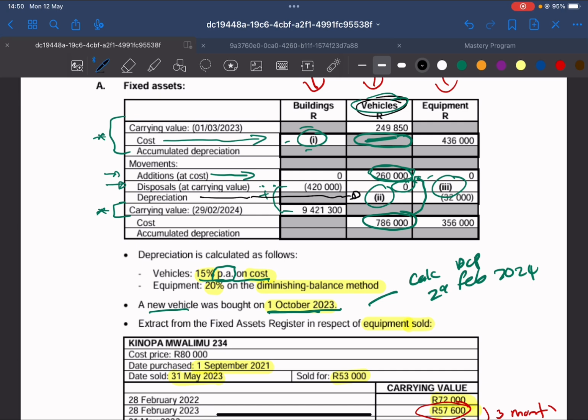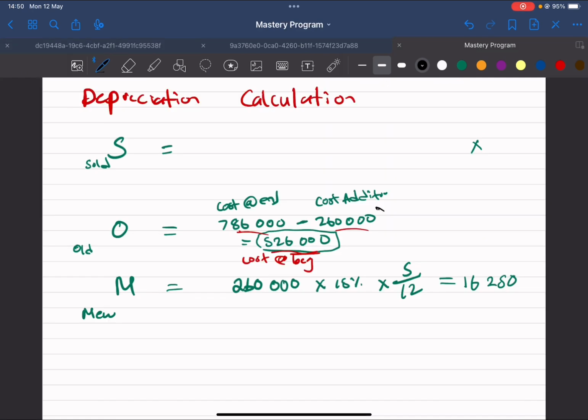So what you're basically doing, you're doing the same thing we did with buildings. You're starting with the amount at the end, and then you're working backwards. Because the additions were added, you subtract them to get the cost at the beginning. Now we have the cost at the beginning, which is 526,000. You multiply it by 15%. Did this asset stay in our business for the entire year? Yes, because they were there at the beginning of the year, and we held them until the end of the year because we didn't sell any. Therefore, we're going to multiply it by 12 over 12. And then it should give you 78,900. And then you put the total there, 78,900 plus 16,250. It should give you 95,150.